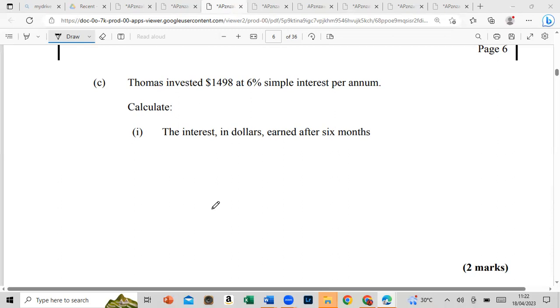Alright, so simple interest. Principal times the time times the rate. That's how we get the 100, right? Basically, that's how we get the 100 because the rate is expressed as a percent. So they gave us the simple interest for the principal.